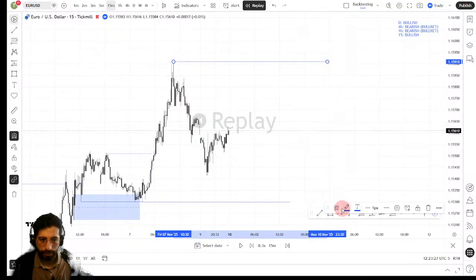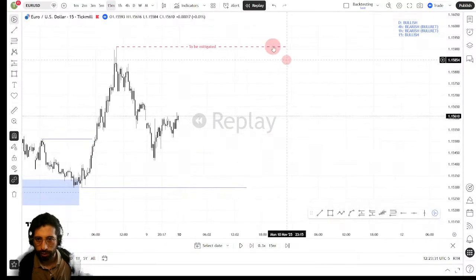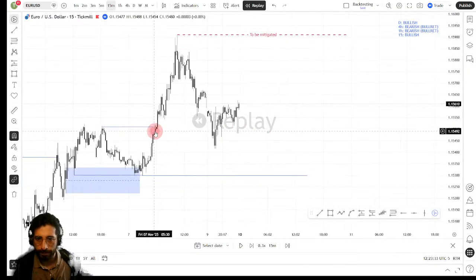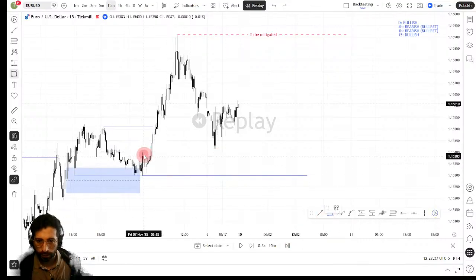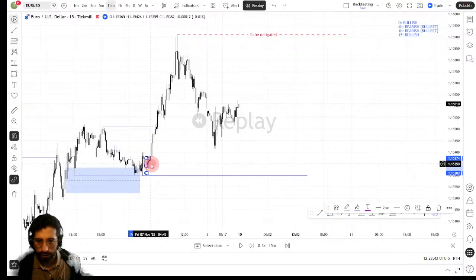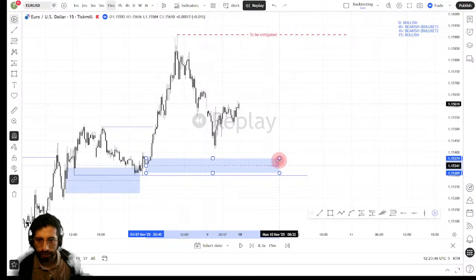So this is the point to be mitigated in 15 minutes. Here's where we're going to look for our orders, and after this has happened, we're going to look for the points of reaction, which are these ones. This is the 15 minutes order block. I would like to bear this in mind.